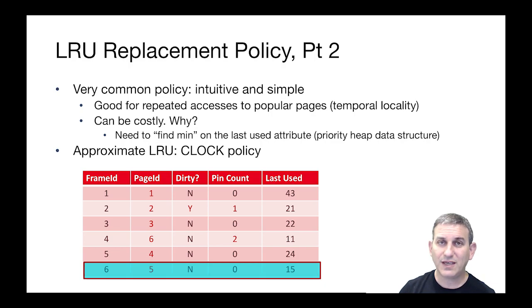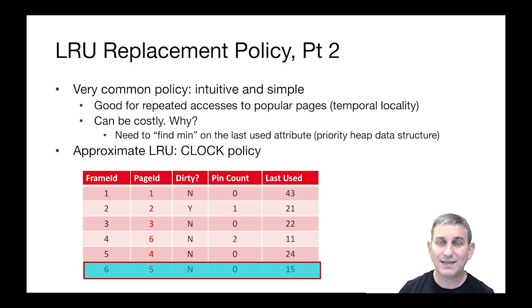Now that was a linear scan, which is linear time, and that's really expensive. You may know that we could do better by using a priority heap on this last used column. And the priority heap will let us find the minimum value in log time and maintain the data structure in log time. And that's pretty fast.